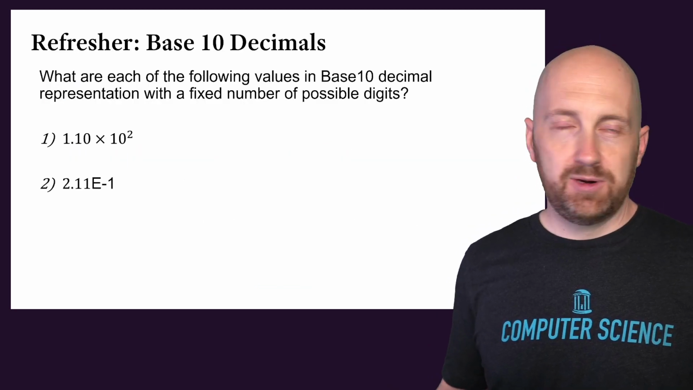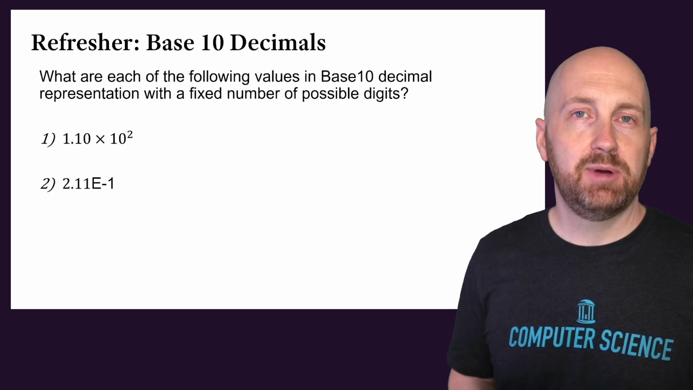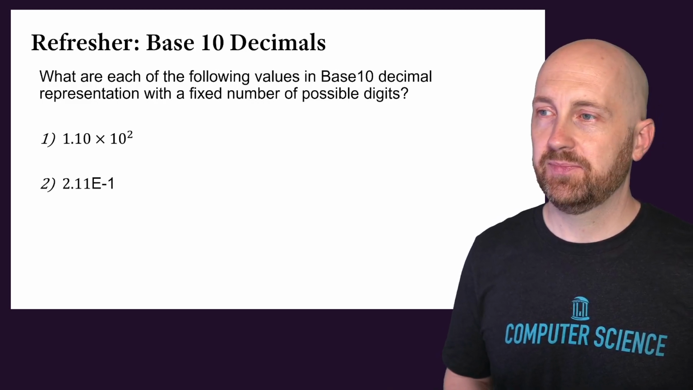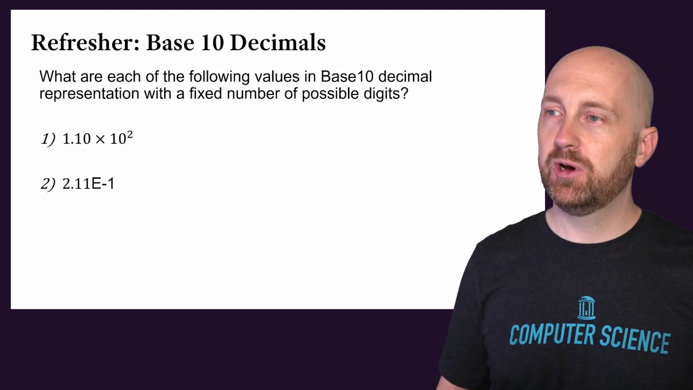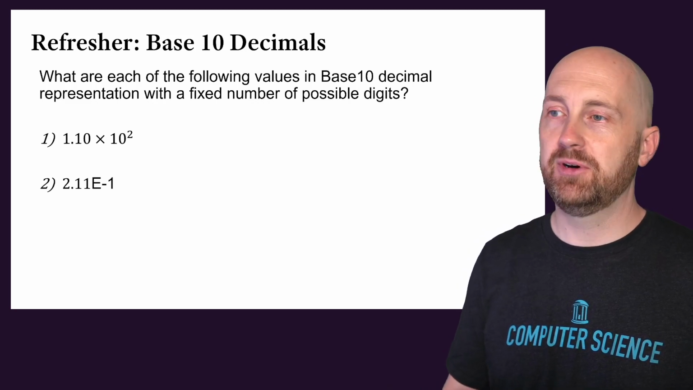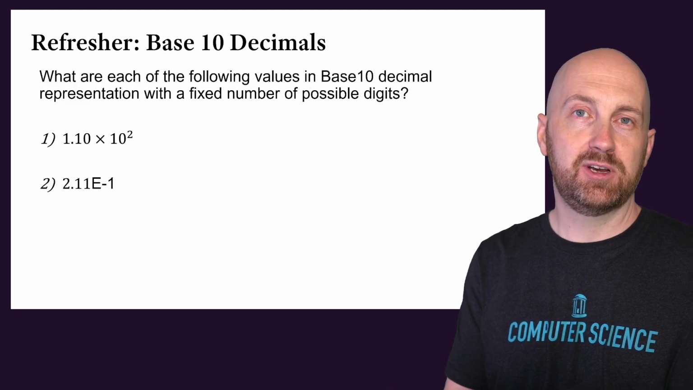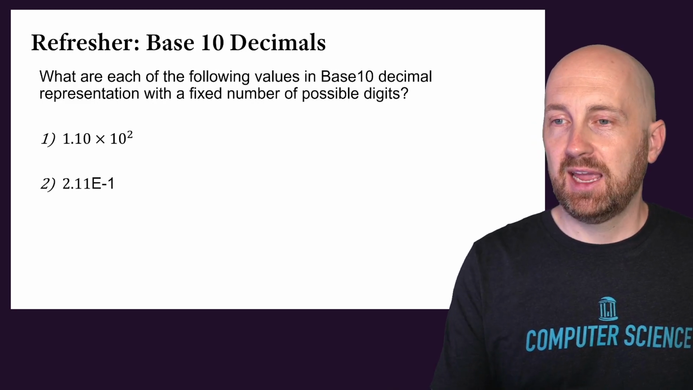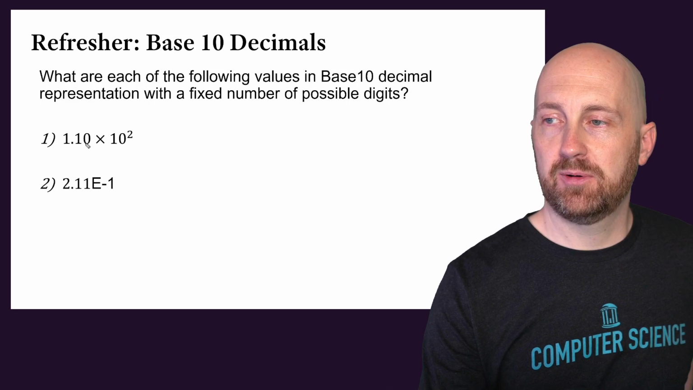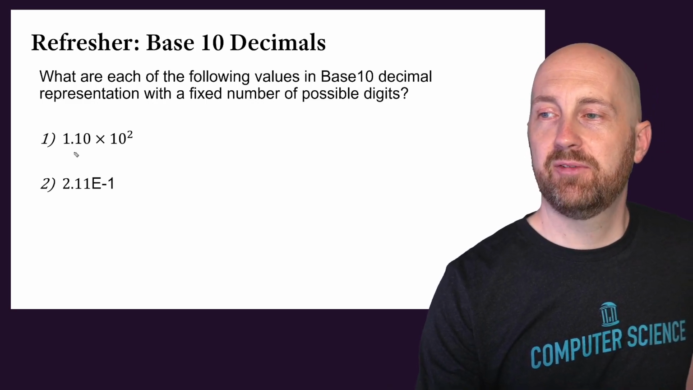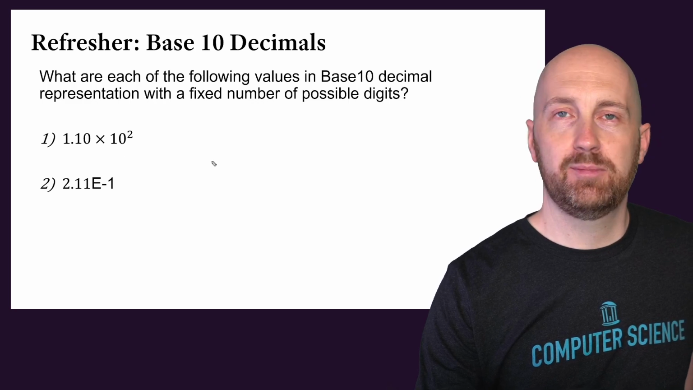Before we get into what we mean by floating point, let's think about an example that you should have some familiarity with, which is scientific notation. And the question here is, what are the actual decimal numbers represented in base 10 with these scientific notation expressions? The first one is pretty straightforward. This is just an algebraic expression. We have 1.10 and we're multiplying by 10 to the power of 2.